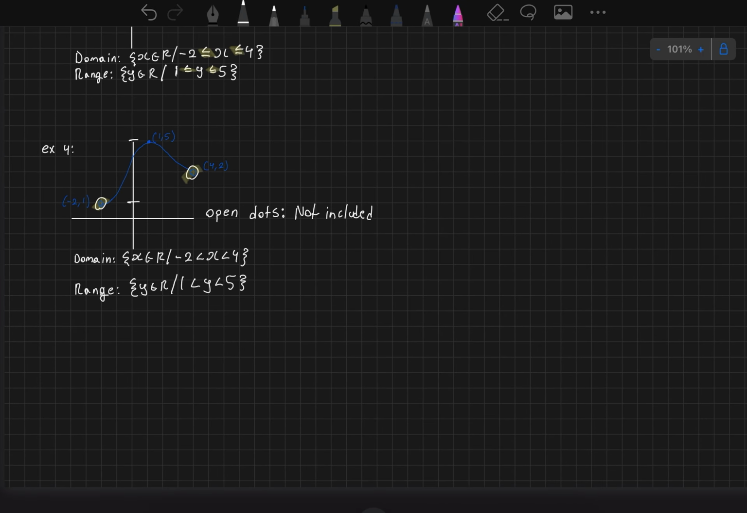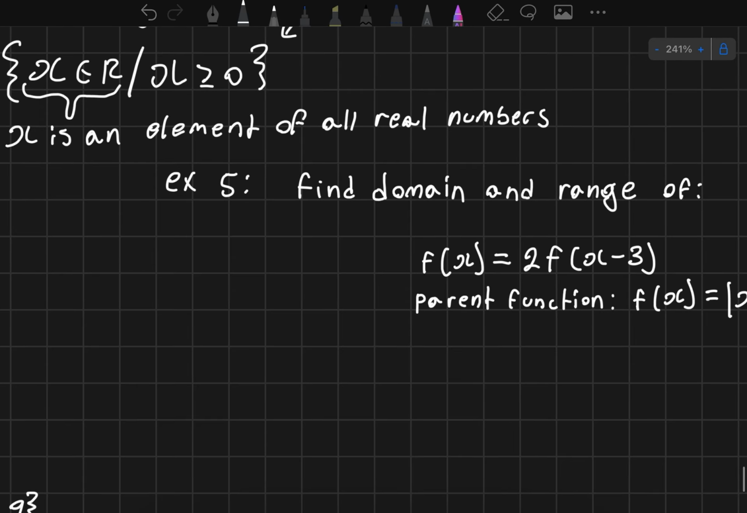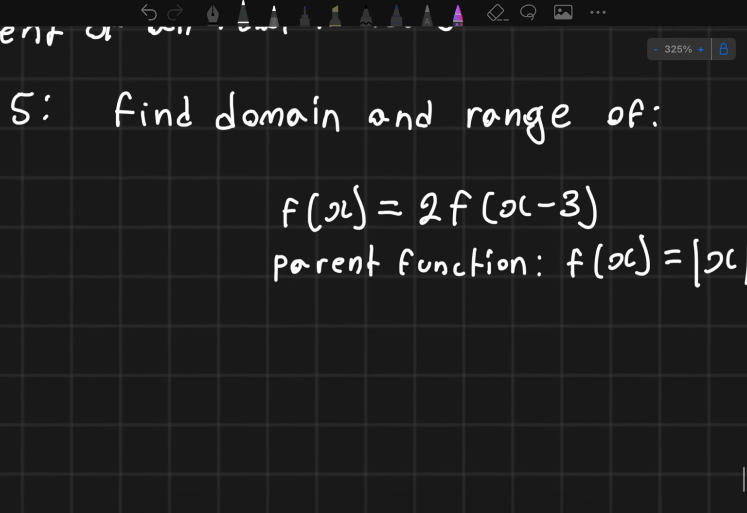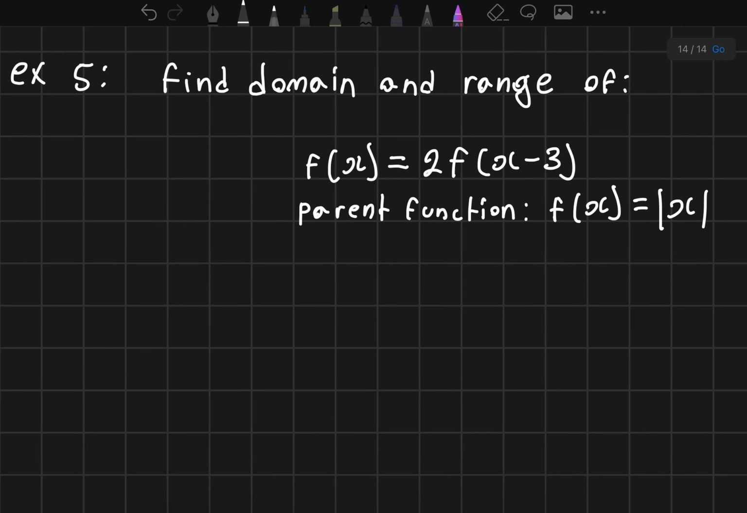Now, moving on, let's go to an example where we have to find the domain and range of a transformed function. So here we have find the domain and range of f(x) = 2f(x - 3), where the parent function is the absolute value function.